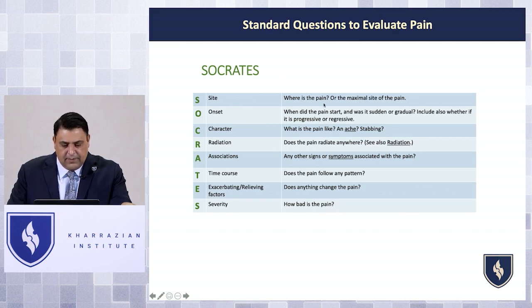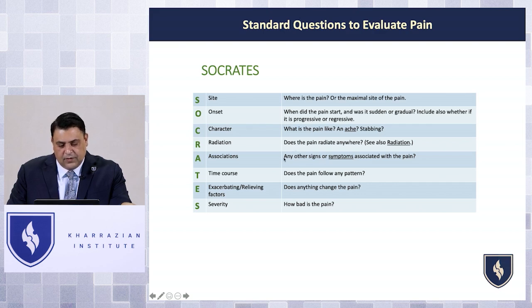So remember, site, where the pain is, the maximal site of pain, especially if you haven't done this in an exam. This is all somatosensory cortex. Onset, you want to know when the pain started. Character of the pain, that's insular cortex. Radiation of the pain, that's neuron convergence.